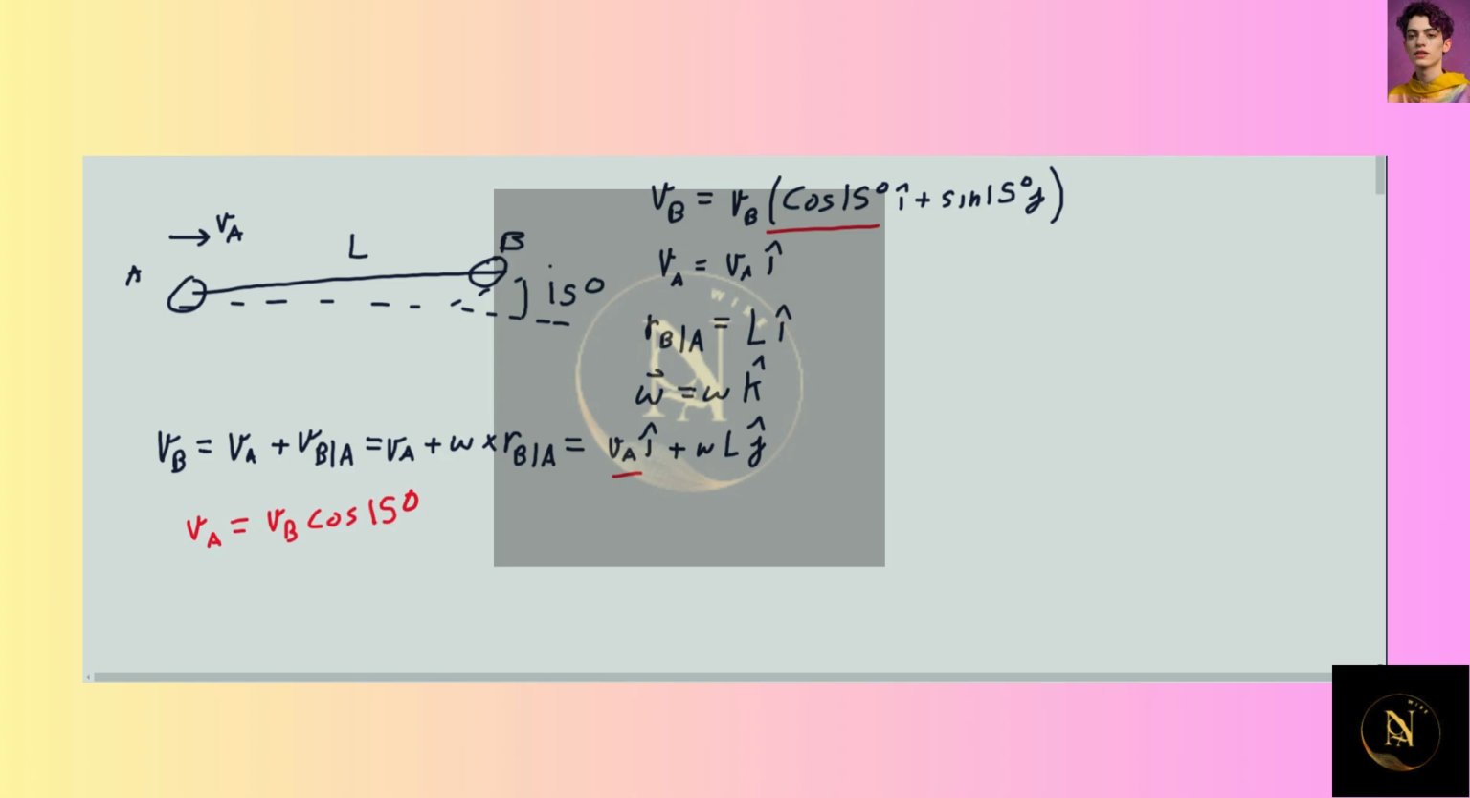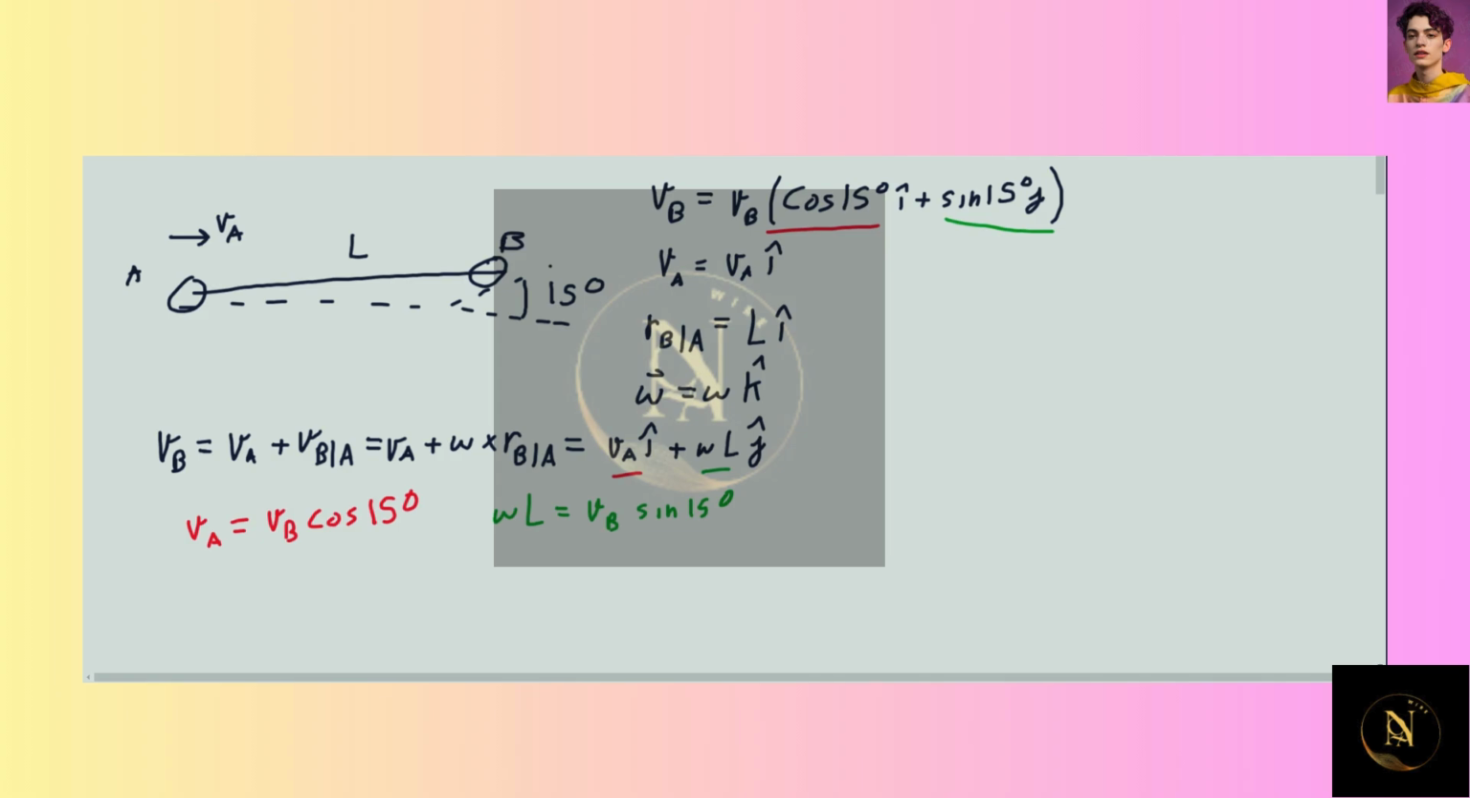And we can do the same thing then for the j-hat terms, where we have omega L equals VB times the sine of 15 degrees. And since we don't know what VB is, we want to solve this for omega, and we don't know what VB is, so we want to use these two equations to get rid of VB. So what I can do is just divide the two equations from each other.